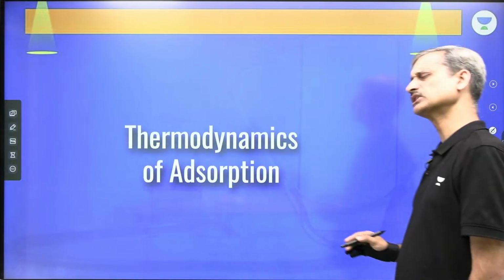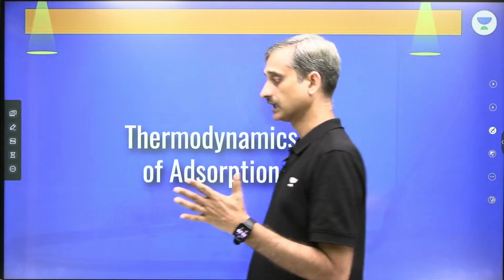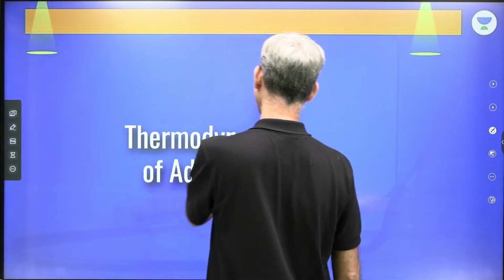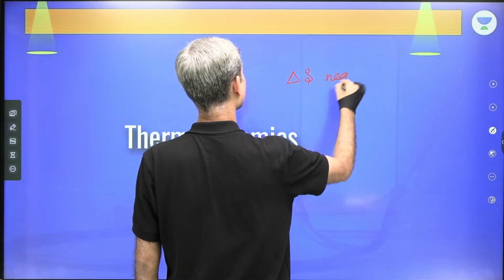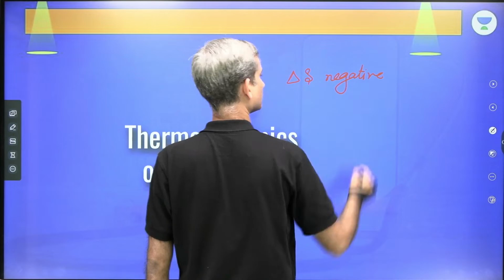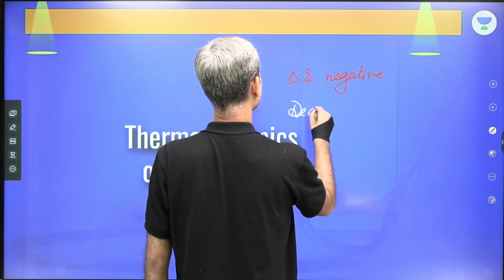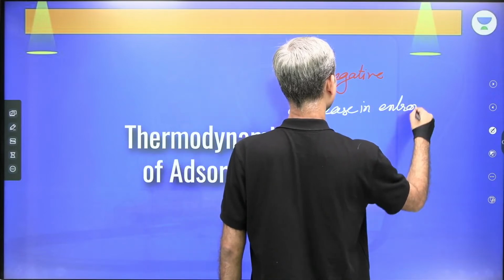Now, when we talk about the thermodynamics of adsorption, one thing we need to understand is that here the gaseous particles are attaching to the surface of the solid. A lot of particles are getting converted to one particle. So one thing is absolutely clear, whenever we talk about adsorption, delta S is negative. Delta S negative would mean there is a decrease in entropy.